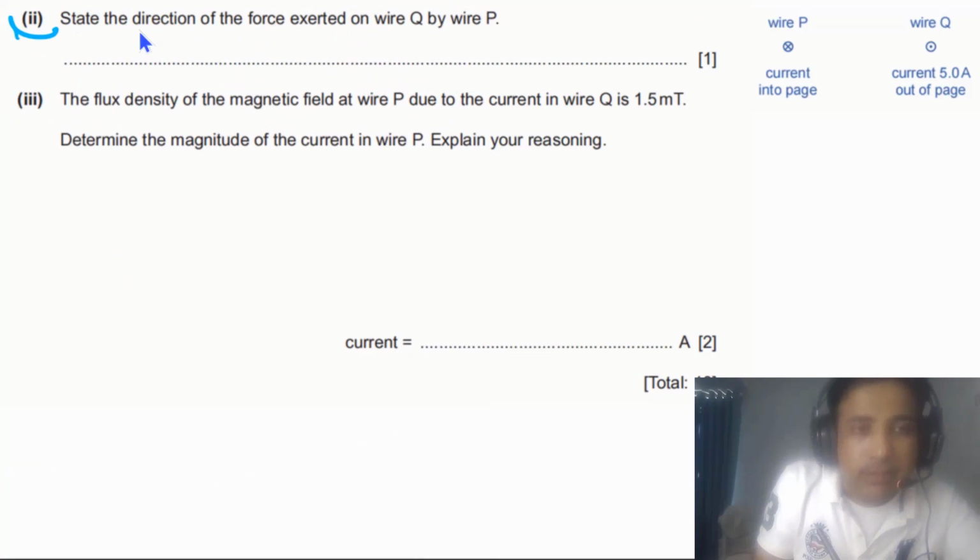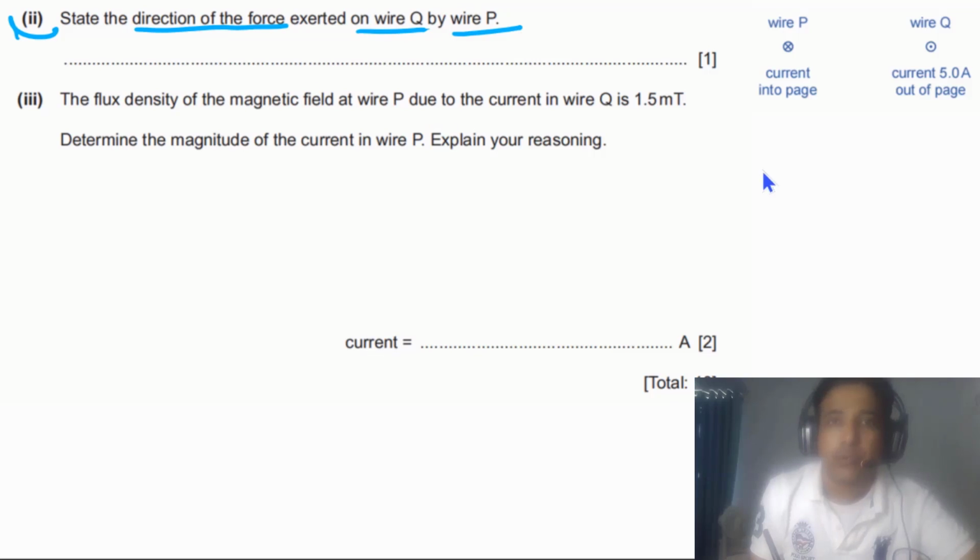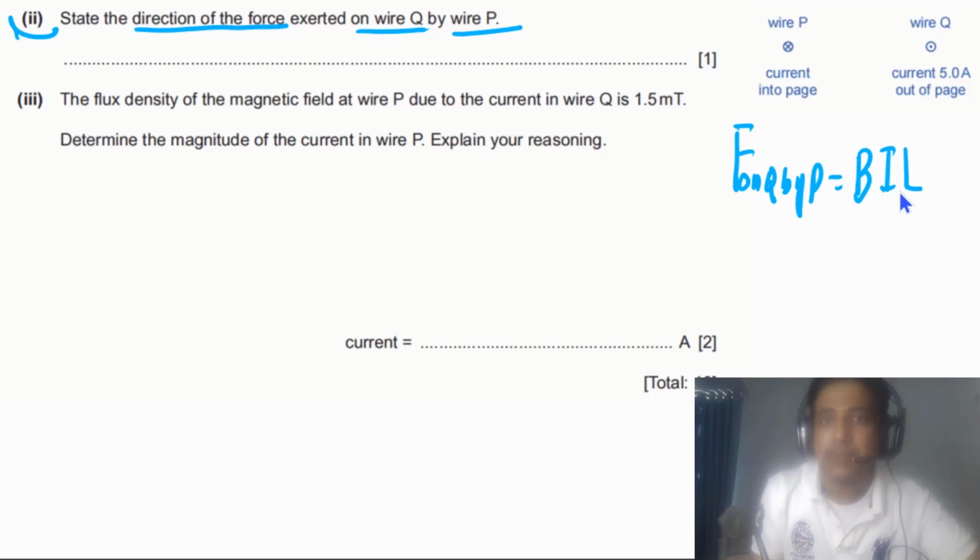Second part says state direction of the force exerted on wire Q by wire P. So we have to consider the force on Q by P. So let's try to understand the formula first of all. F is equal to BIL. So we need to understand which magnetic field we have to consider. We need to consider the external magnetic field, meaning magnetic field due to P, and we need to consider current in Q, and L has to be the length of Q.